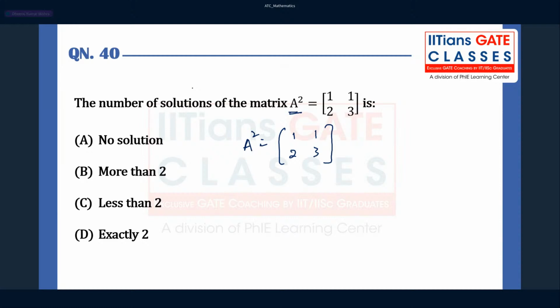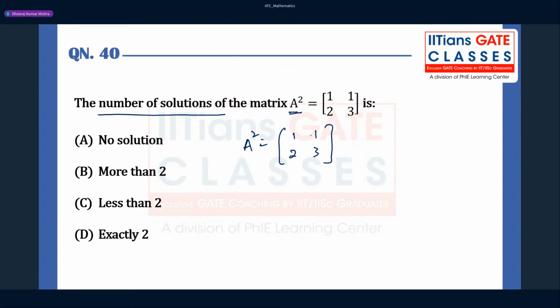So, how to find the solution of any matrix, right? That is a very important thing. Suppose any matrix is given and you have to find the number of solutions. How to find that? That is the very important thing. Here they are asking the number of solutions of the matrix A square, that is 1, 1, 2, 3.